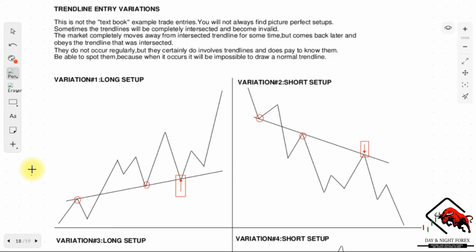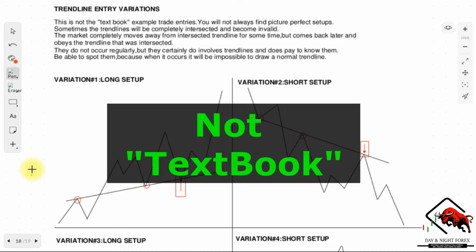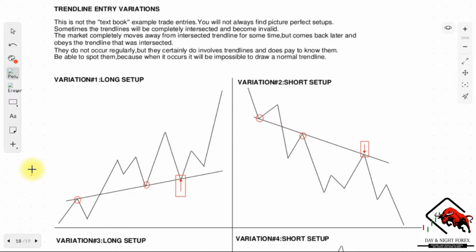Okay, so now we have our trend line entry variation. This is not the textbook example of trade entries. You will not always find picture-perfect setups on the chart. Sometimes the trend lines will be completely intersected and become invalid.